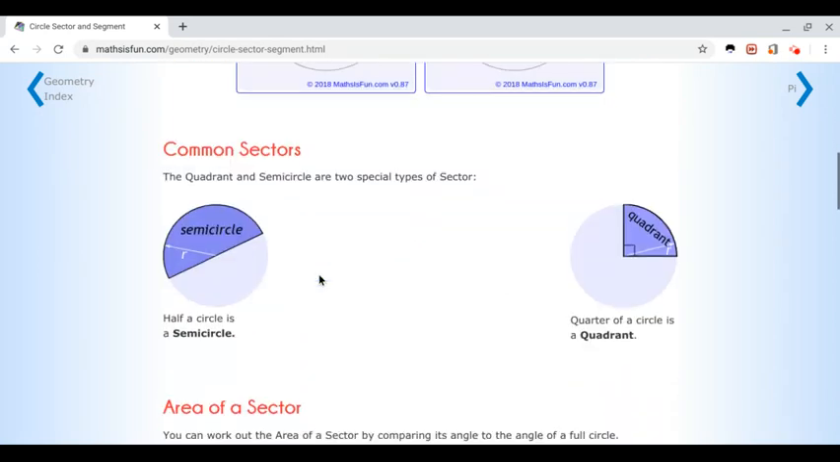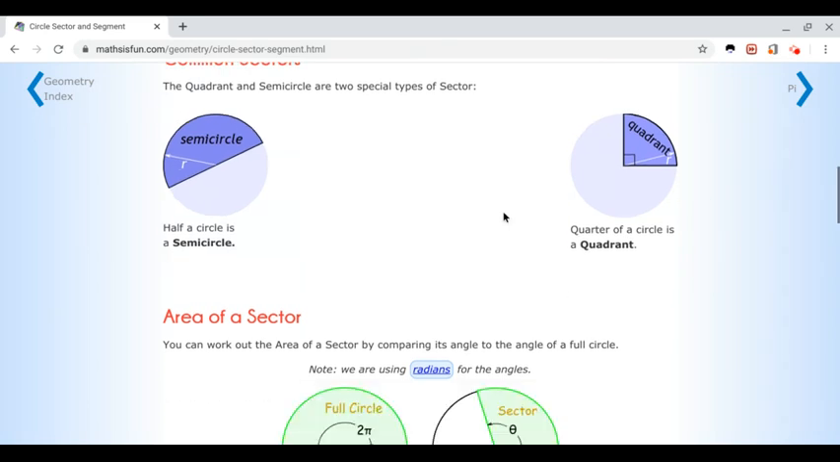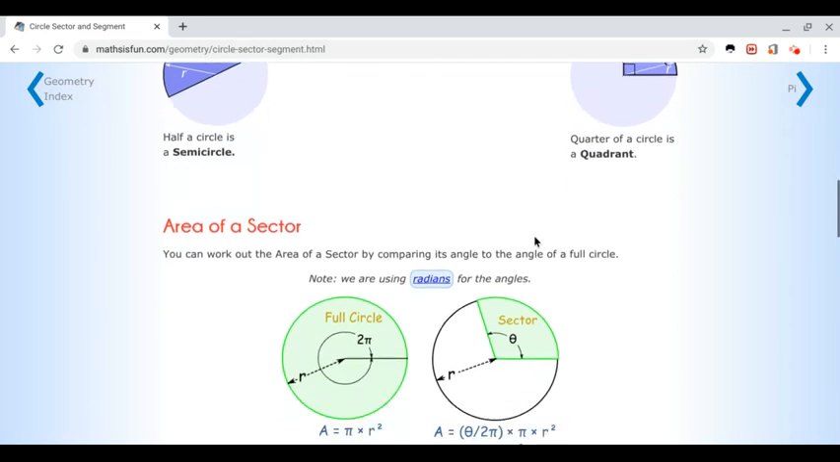So now for this portion, we're talking about common sectors. The quadrant and the semicircle are two special types of sectors. Here they have a circle, it's a semicircle, and in this picture on the right, I have a quarter of a circle, which is a quadrant, and this is again quadrant 1, 2, 3, and 4. That's something that you're going to be using, I want to say, in math analysis and pre-calc. So we're not going to get too involved in this, but just a little FYI.